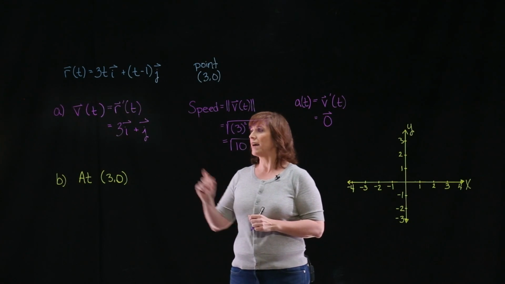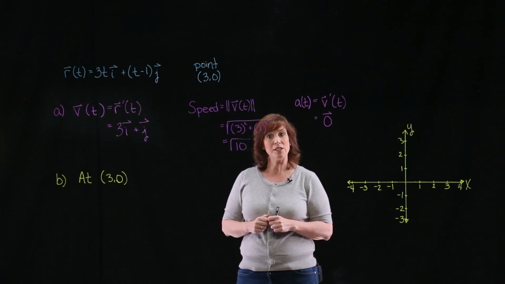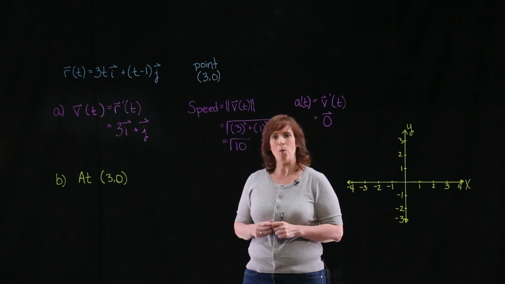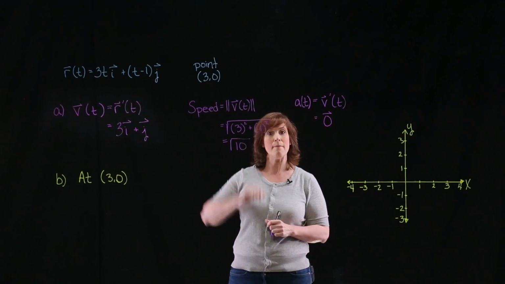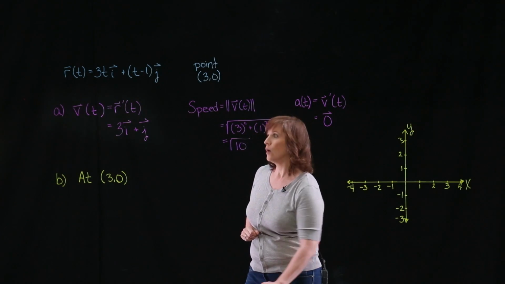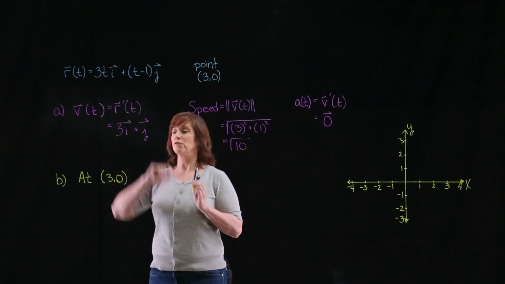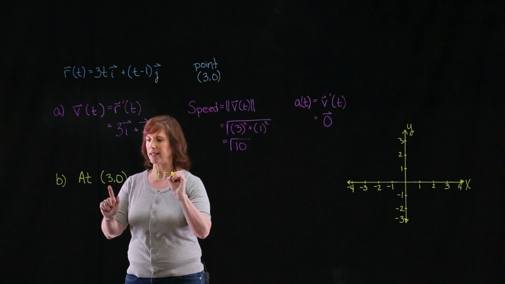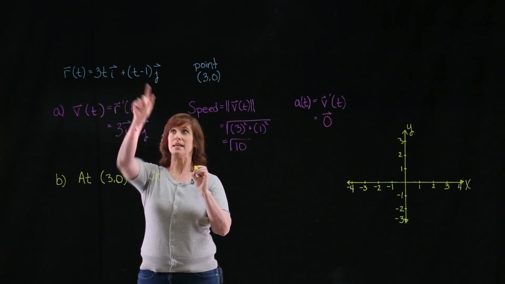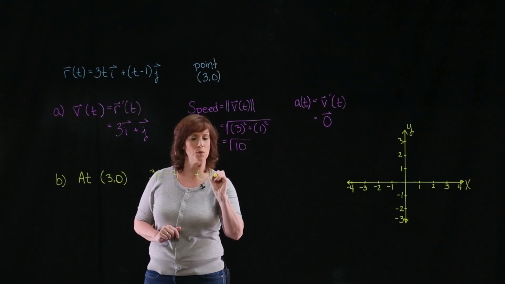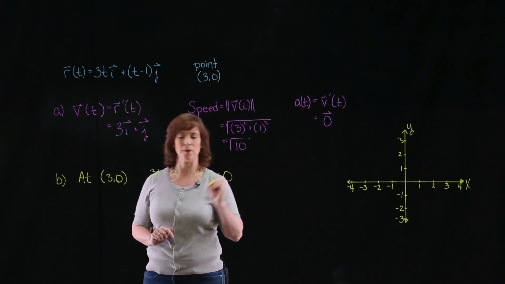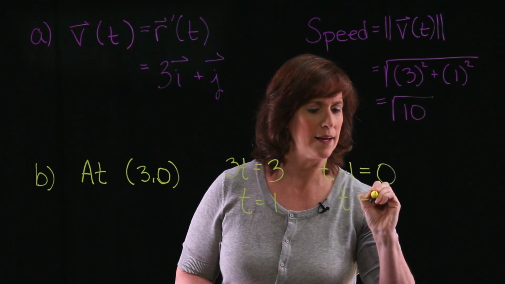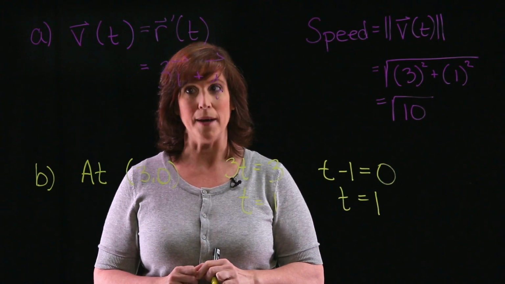Well, notice that for my velocity and my acceleration function, I'm using the parameter t. So I need to figure out what is my parameter t when I'm at the point 3, 0. Well, taking a look at my original function, I know that 3t, which is the x component, has to equal 3. And t minus 1, which is the y component, has to equal 0. And in this case, that leads me to t being equal to 1.